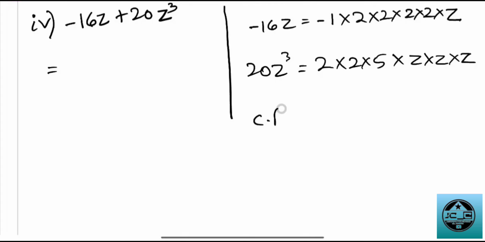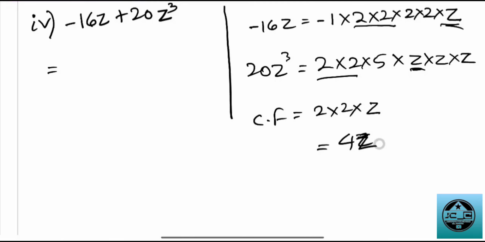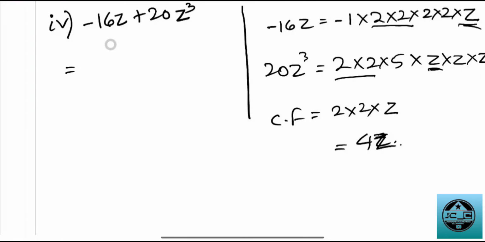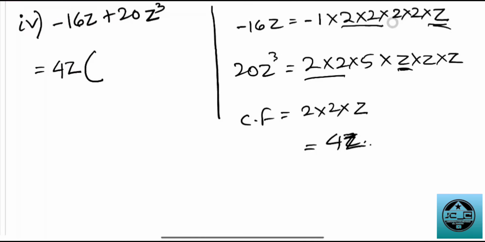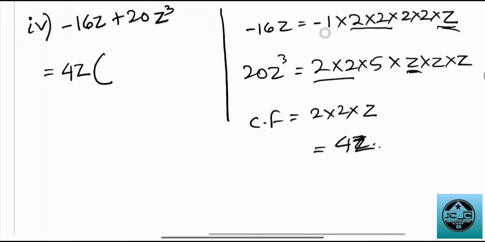What is the common factor here? The common factor is two 2's, that is 4, and once again z. So 4z is the common factor. You take it common out of this. If you take 4z out of minus 16z, what else remains? Minus 4.